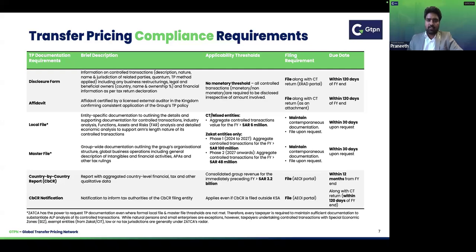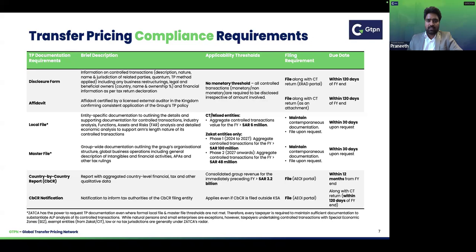As I said, it's not a filing obligation, but it has to be maintained contemporaneously and filed upon request within 30 days by ZATCA. In addition to that, you have the country by country reporting for the large taxpayers. I would call it a report card at an MNE level, wherein you have to give financial and tax information of all the entities jurisdiction-wise. This is applicable as per the BEPS threshold, which is Saudi Riyal 3.2 billion.